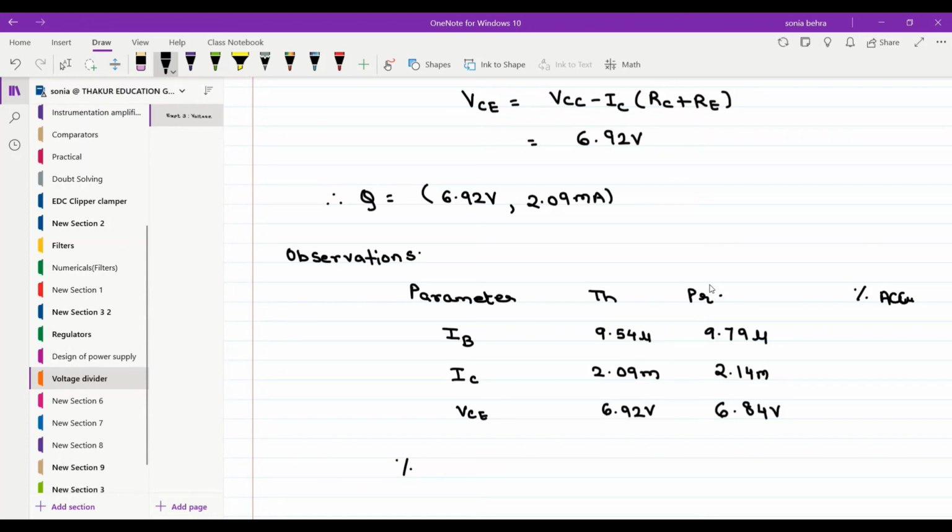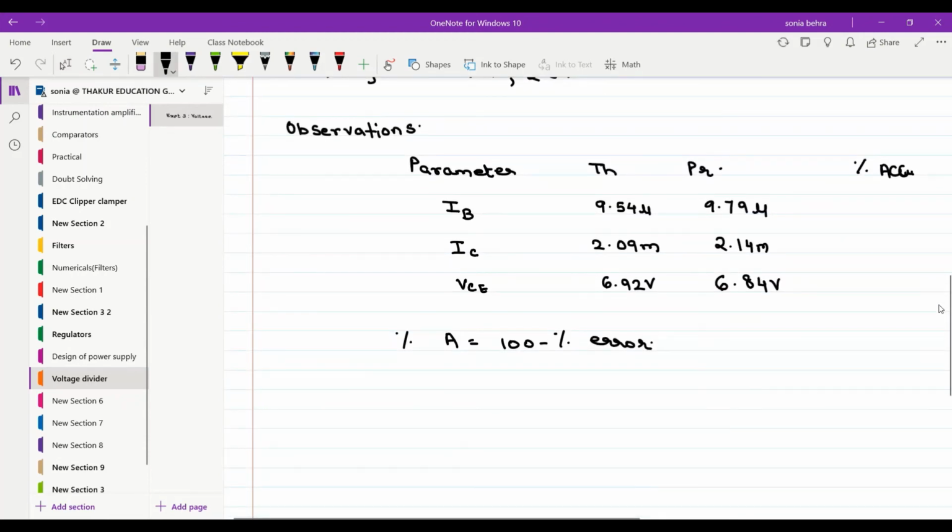Percentage accuracy is given as 100 minus percentage error. Percentage error is given as practical value, whichever is the highest, you will take that value, practical value minus theoretical value upon the practical value.